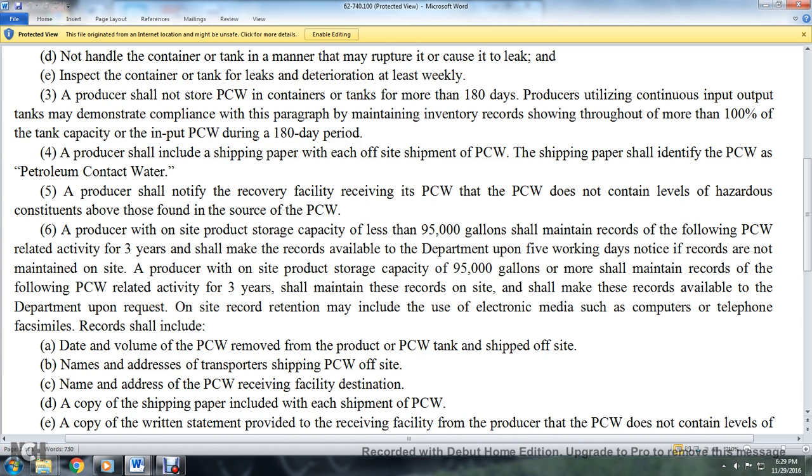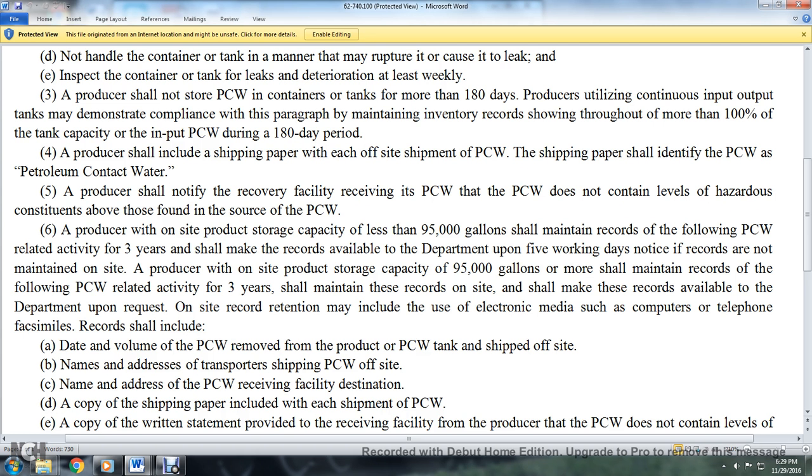Alright, 6. A producer with on-site product storage capacity of less than 95,000 gallons shall maintain the following records of petroleum contact water related activities for 3 years. They shall make the records available to the department upon 5 working days' notice if the records are not maintained on-site. A producer with on-site product storage capacity of 95,000 gallons or more shall maintain the following records of petroleum contact water related activities for 3 years.